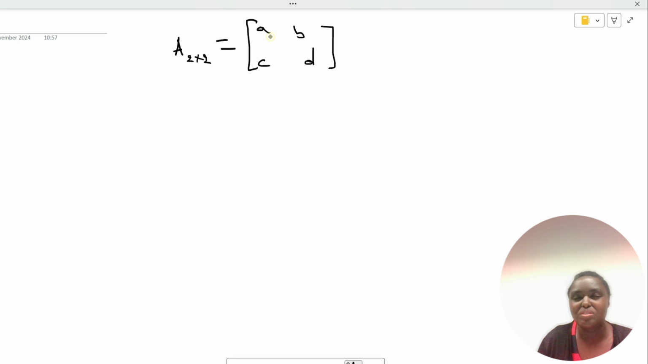What is the trace of a matrix? The trace of a matrix is the sum of the elements on the diagonal. So it means that the trace of A is equal to A plus D. And in the question they say that the trace is equal to 6.